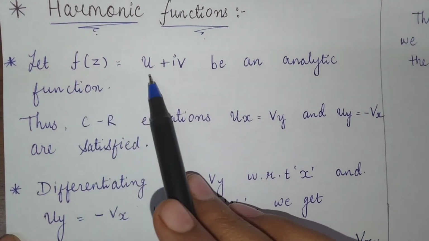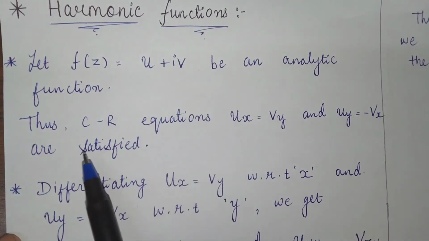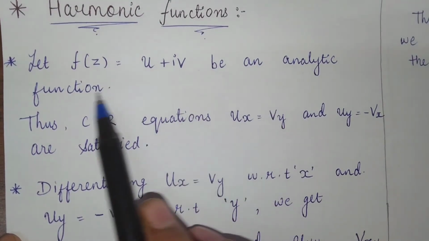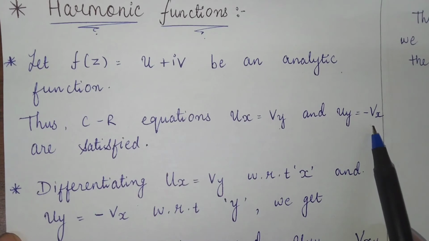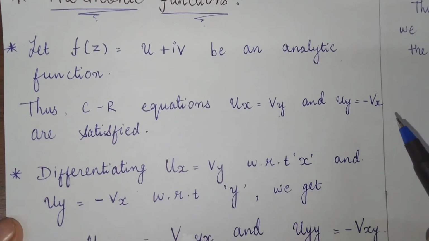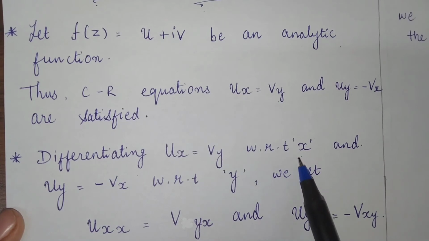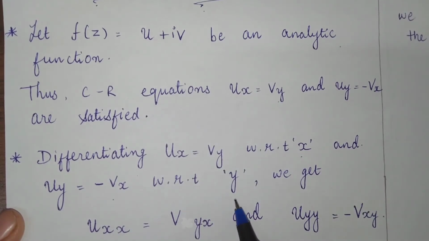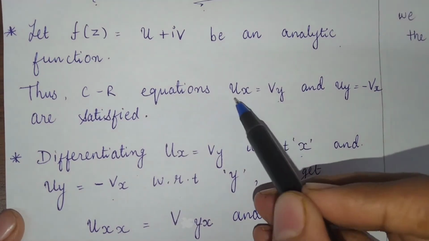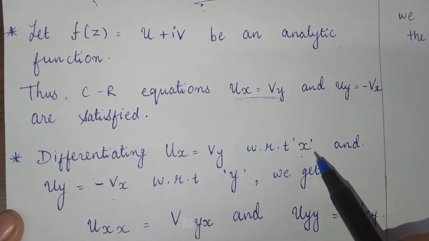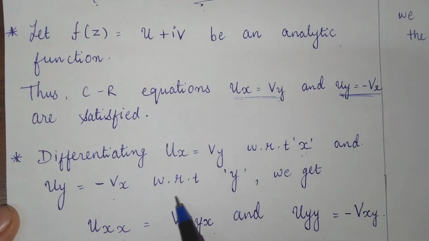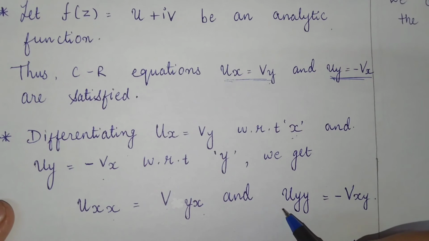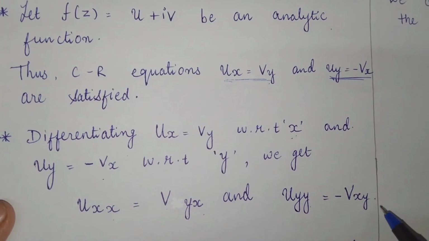So whenever f of z is equal to u plus iv, then according to Cauchy-Riemann equations, the function is analytic when ux equals vy and uy equals minus vx. By differentiating ux equal to vy with respect to x, we get uxx equal to vyx. Similarly, differentiating uy equal to minus vx with respect to y, we get uyy equal to minus vxy.